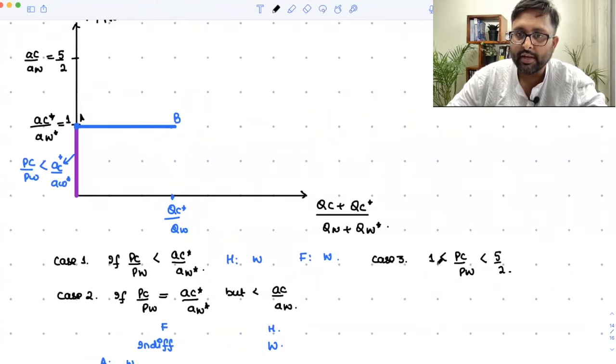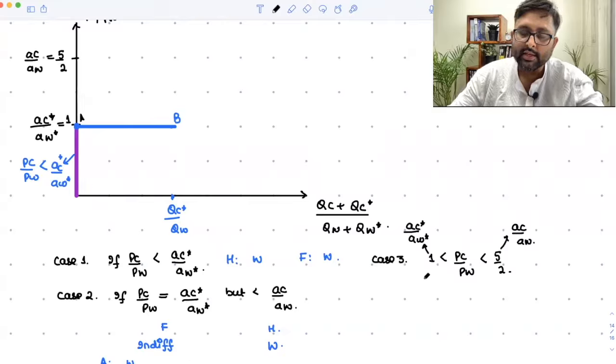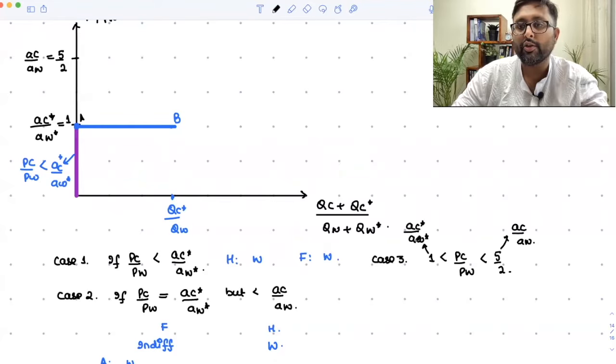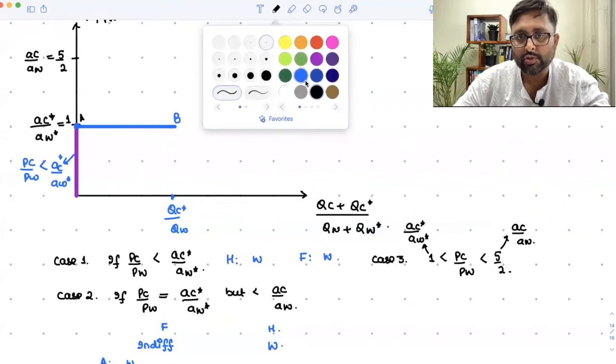So if PC by PW is greater than 1, this 1 is what? EC star by AW star. This 5 by 2 is what? AC by AW. So you are saying that PC by PW, your relative price of cheese, is more than the opportunity cost of cheese. So now foreign country is going to say, I will be producing all cheese.